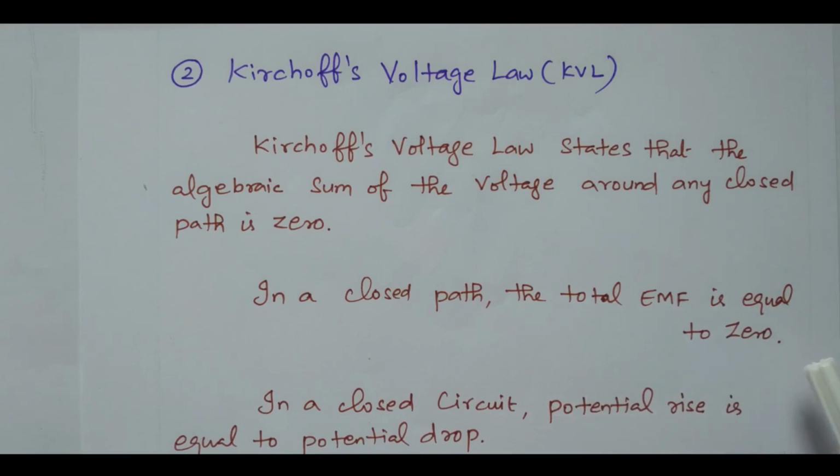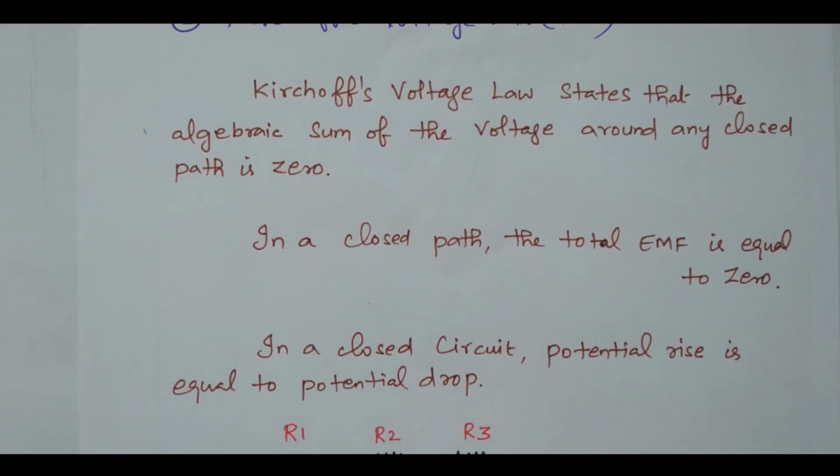The total EMF: one EMF may be positive, one EMF may be negative. While adding all the EMF, the total EMF is equal to 0. In other words, we can say that in a closed path, potential rise is equal to potential drop. Right? Potential rise is equal to potential drop. Otherwise, total potential is equal to 0.